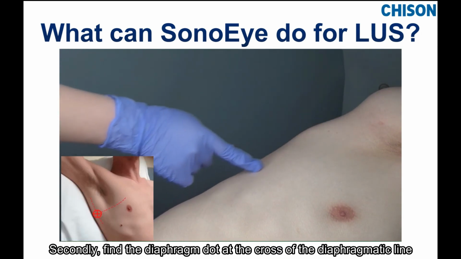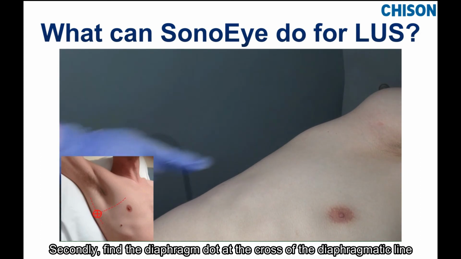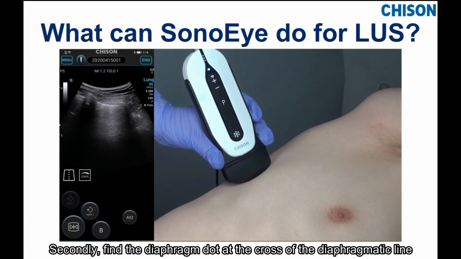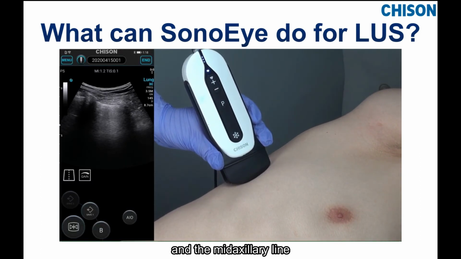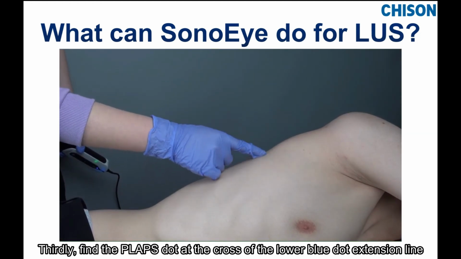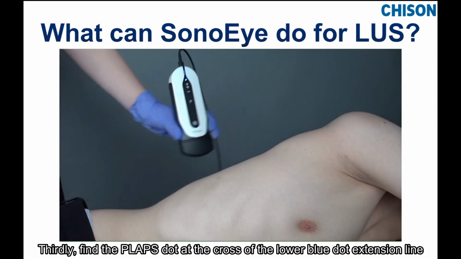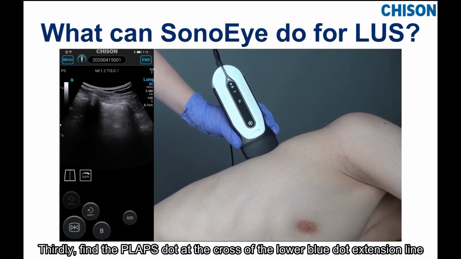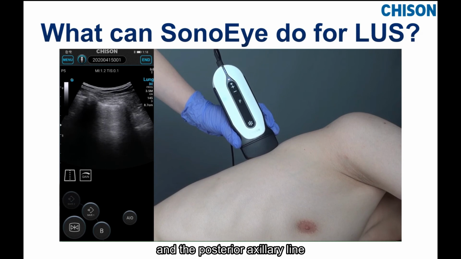Secondly, find the diaphragm dot at the cross of the diaphragmatic line and the midaxillary line. Thirdly, find the PLAPS point at the cross of the lower blue dot extension line and the posterior axillary line.